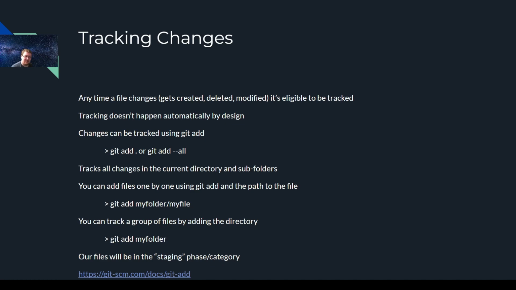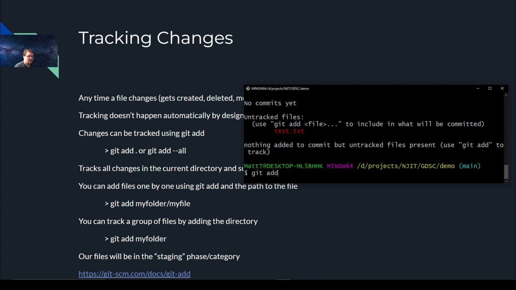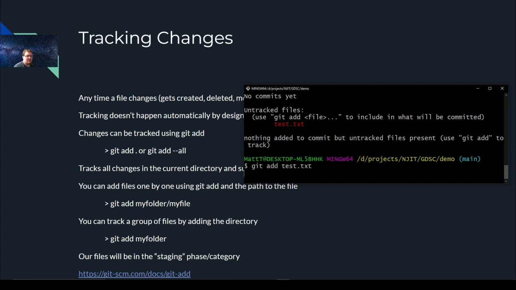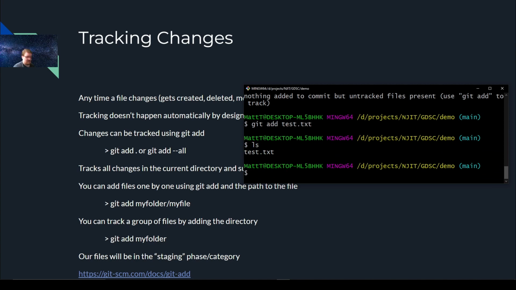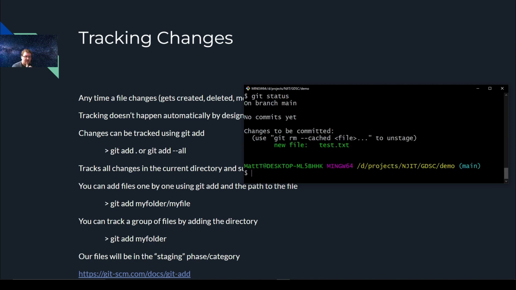I kept it separate from git add dot because dot is really a shortcut, and that's your current directory. But if you want to add a specific folder in your current directory, you can do git add and that folder name. So I'm going to go ahead and add my test.txt. And then if I git status, I have a new file being tracked. And then it recommends, if I didn't want to commit this, I can untrack it, unstage it.